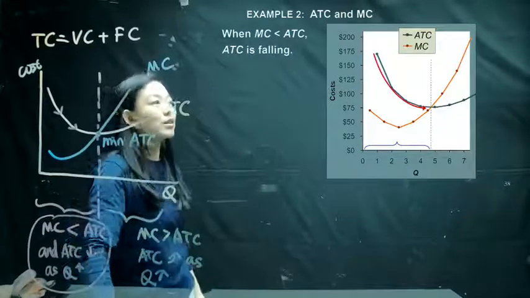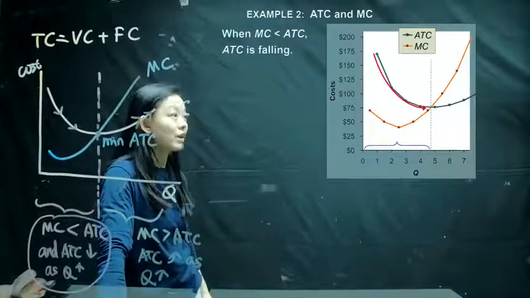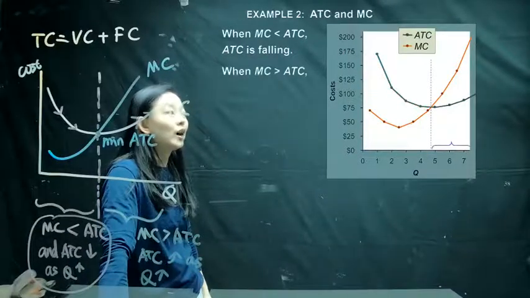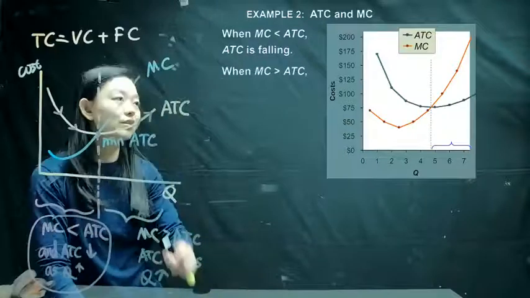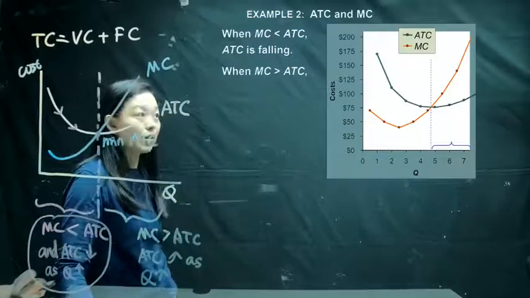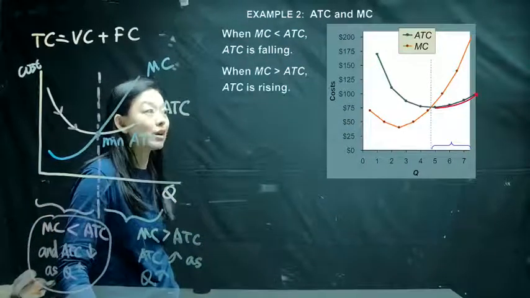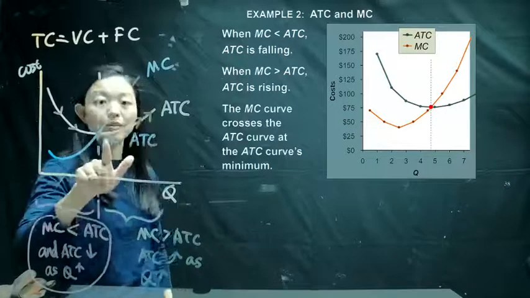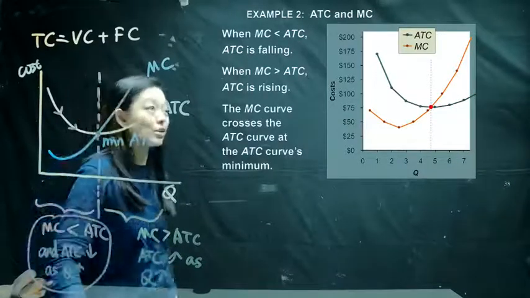So when marginal cost is smaller than average total cost, average total cost declines. However, when marginal cost is larger than average total cost, average total cost is increasing. They intersect at the minimum point of average total cost.